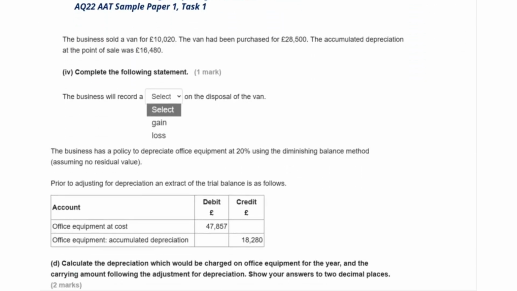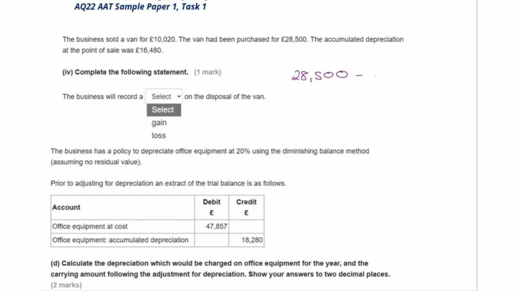The business sold a van for £10,020. The van had been purchased for £28,500 and the accumulated depreciation at the point of sale was £16,480. The business will record a gain or loss on this disposal, and we need to decide which. So to do that, we need to work out what the carrying amount is at the time of disposal.